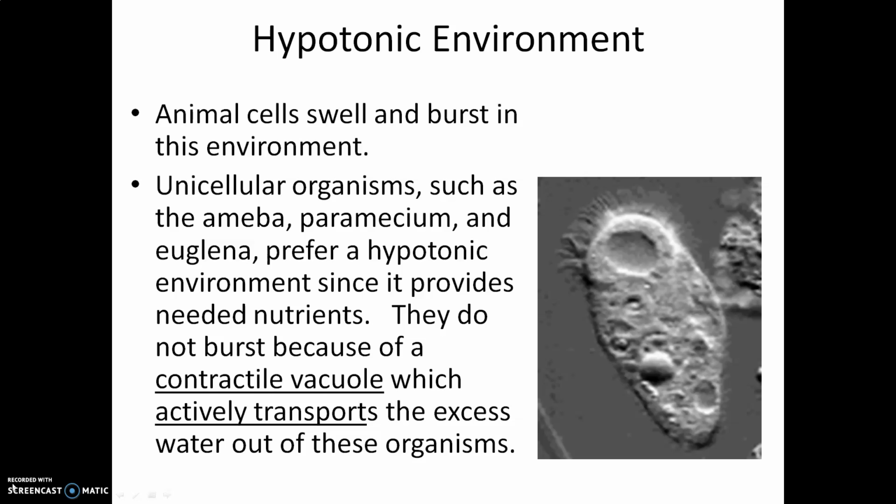So who is this good for? Well, if you think about it, bacterial cells, unicellular organisms, the amoeba, the paramecium, euglena, they actually prefer a hypotonic environment because it provides needed nutrients. With that water is going to come nutrients that these organisms need. Animal cells hate this, obviously, because it's going to make them burst. Unicellular organisms like it, they also, remember, have that contractile vacuole, which could spit out any excess water the cell doesn't need before it bursts.